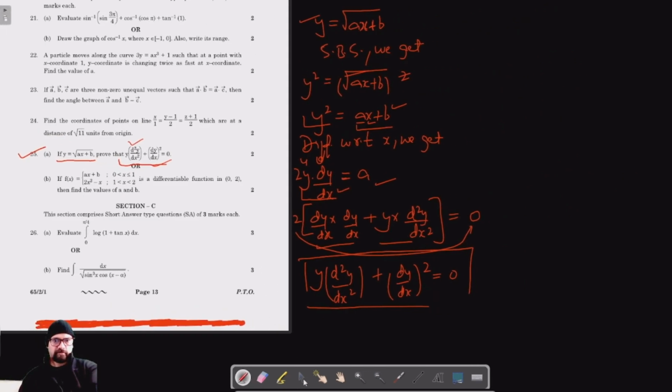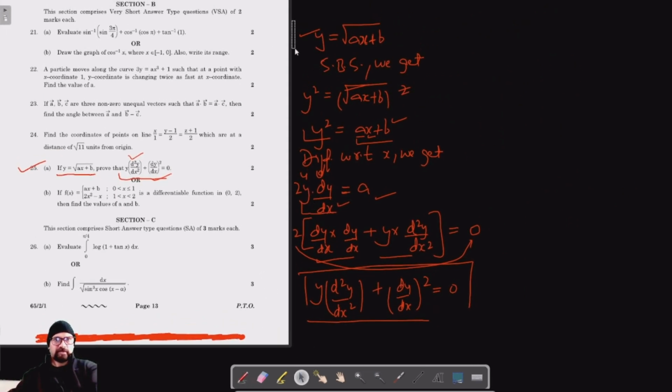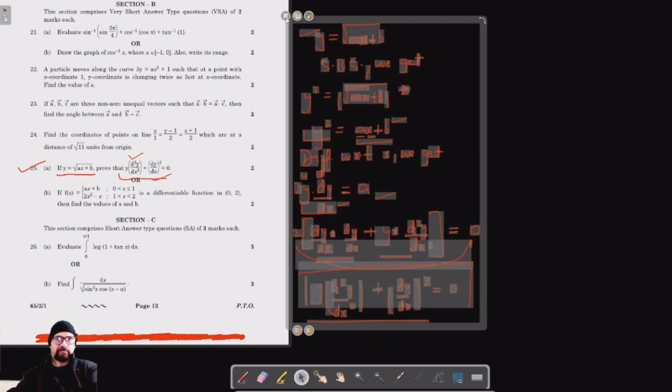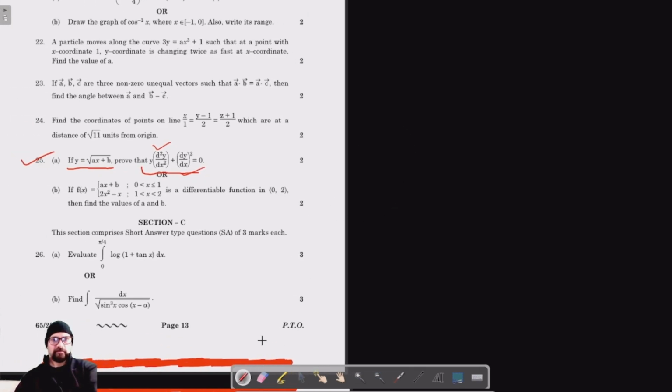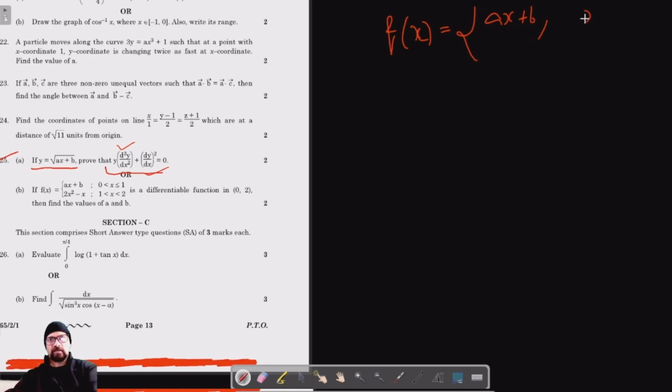So for the second part, it's given that the function is differentiable in the open interval 0 to 2. Let's write down the function first. The function f of x is equal to ax plus b when x is greater than 0 but less than or equal to 1, and 2x square minus x when x is greater than 1 but less than 2.